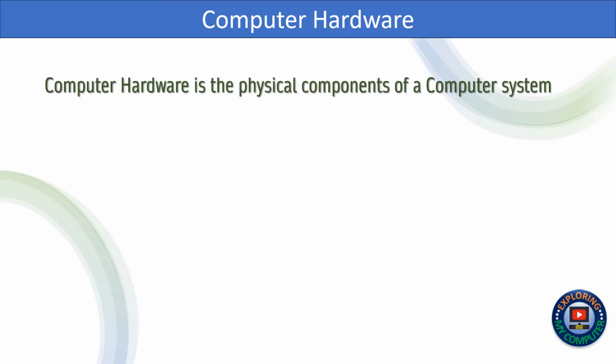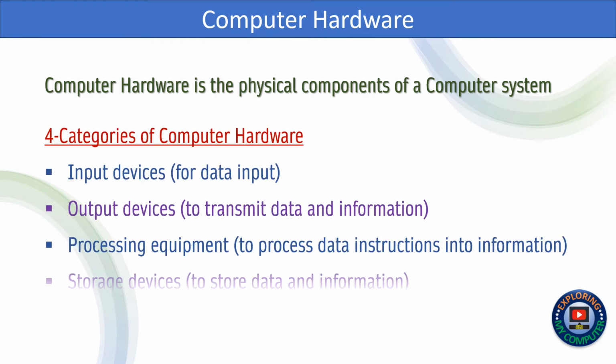Computer hardware is the physical components of a computer system. The 4 categories of computer hardware are: 1. Input devices for data input, 2. Output devices to transmit data and information, 3. Processing equipment to process data instructions into information, 4. Storage devices to store data and information.